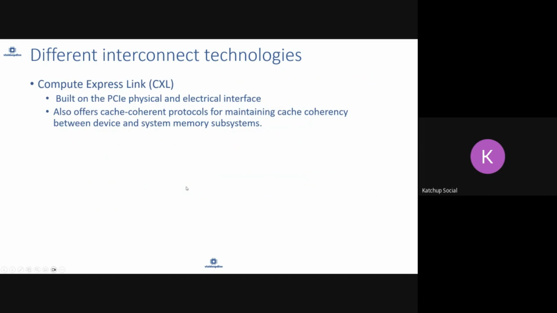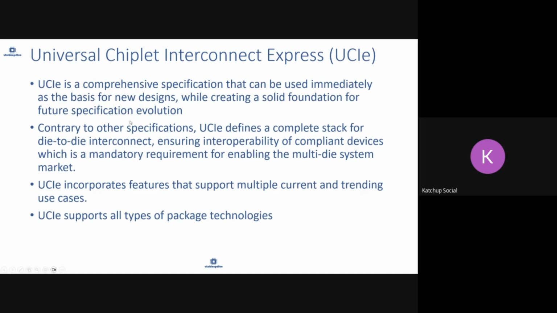Then there is Compute Express Link, CXL. It is built on the PCI physical and electrical interface. It also offers cache coherent protocols for maintaining cache coherency between the device and the system memory. There are others also, but at a high level, these two are used. What is UCIe? UCIe is Universal Chiplet Interconnect Express. It is a comprehensive specification that can be used immediately as a basis for new designs while creating a solid foundation for future evolution.